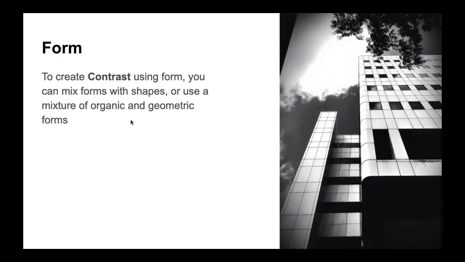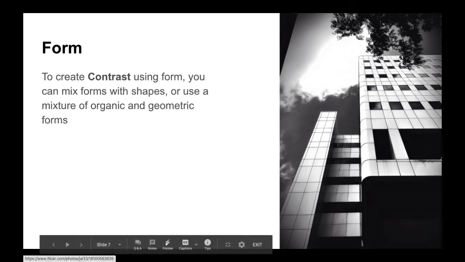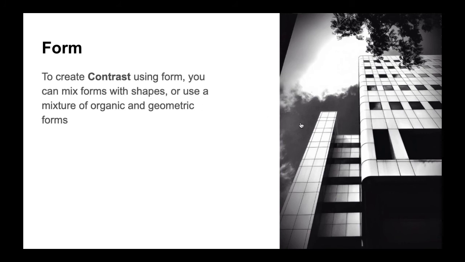We can also use form to create contrast. So just like with shapes, we have geometric forms and organic forms. And so in the sky, we have some very organic forms in the clouds. And then we have very geometric forms in the buildings. And you can also use shape and form together to contrast each other. So the silhouette of this tree ends up becoming an organic shape and being very flat in comparison to the sky, which has more depth.